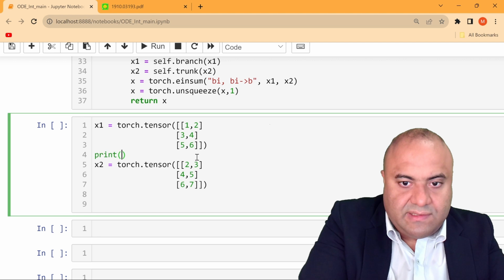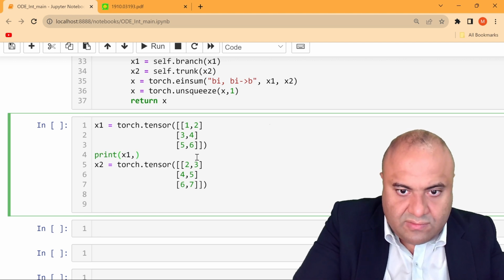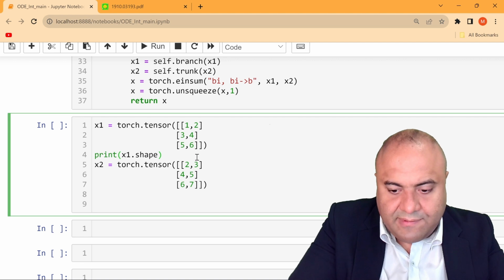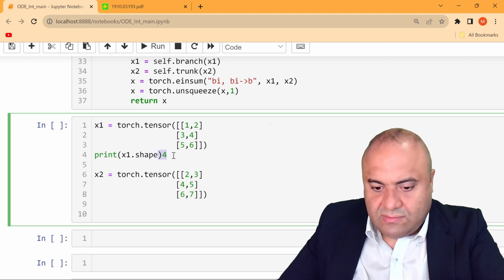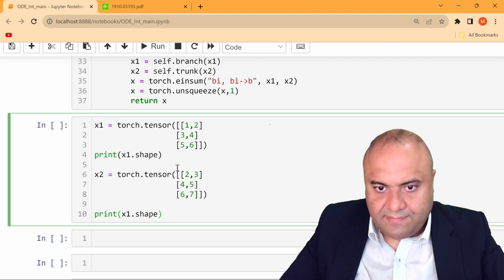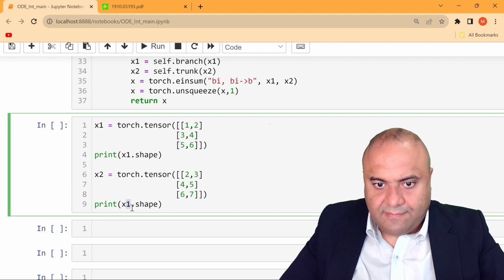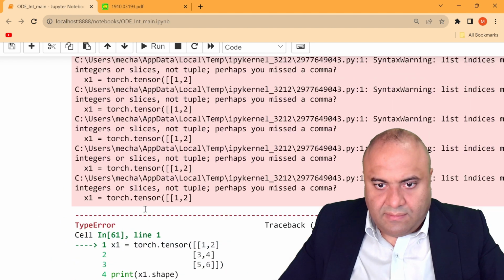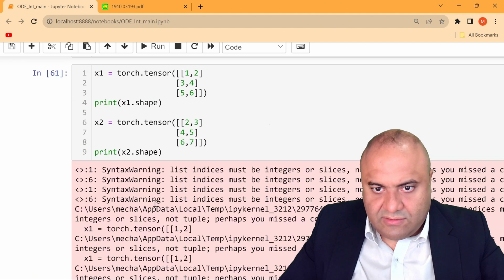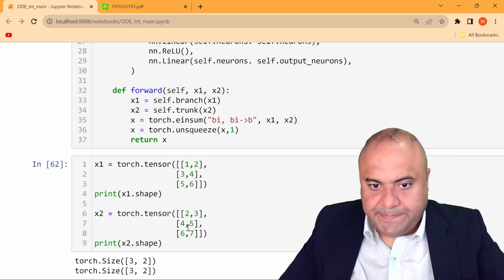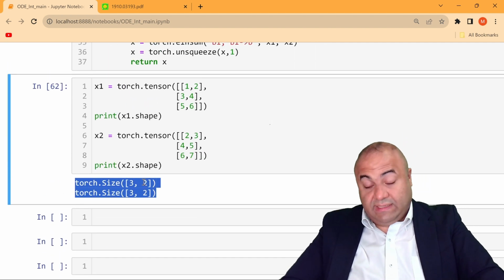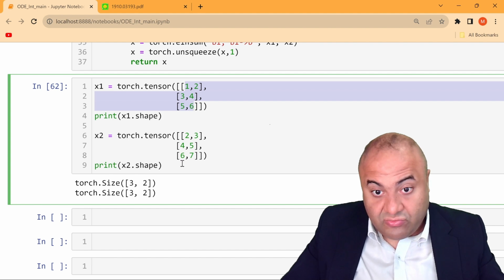We just print x1.shape, and this is also x2.shape. No commas, sorry. Okay, so we have two tensors this way, 3 by 2 and 3 by 2.